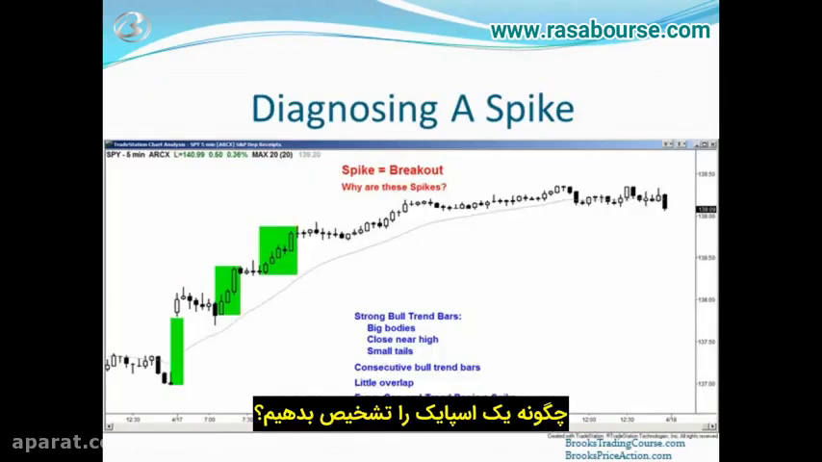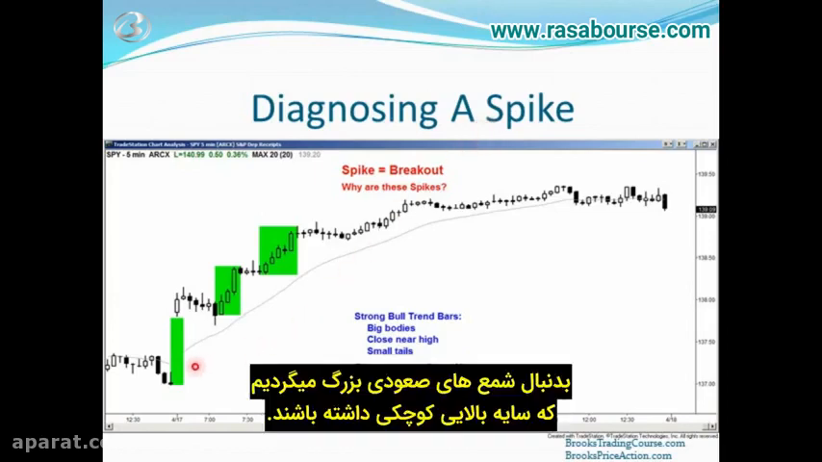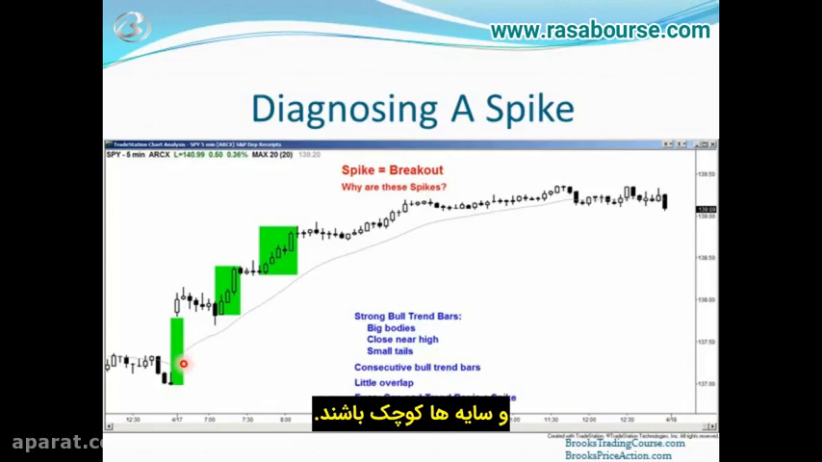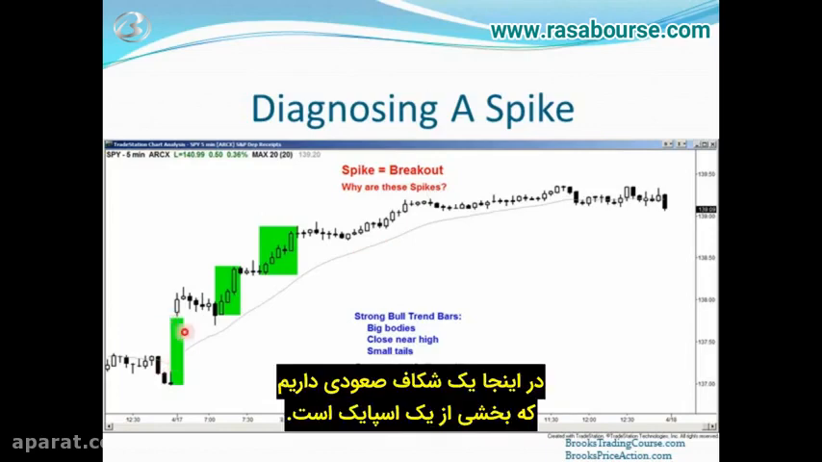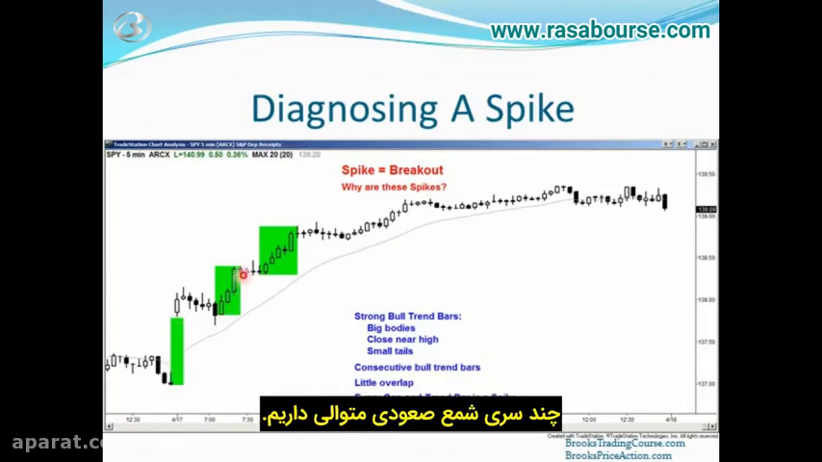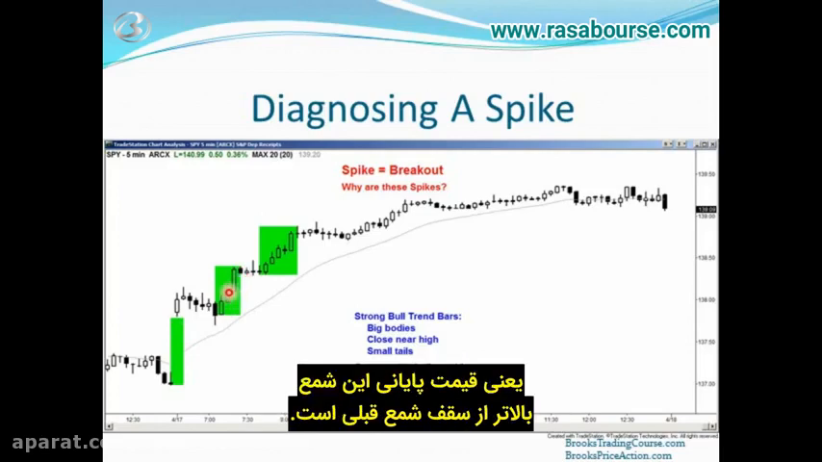And how do you diagnose a spike? Well, you just look for big bull bodies, closes near their highs, small tails. Here's a gap, that's part of a spike. We have a series of 3 consecutive bull bars, and there are gaps. The close of this bar is above that high. The close of this bar above that high.